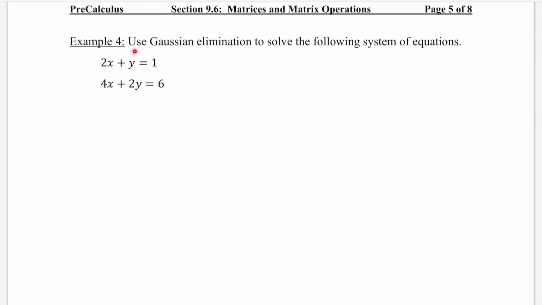Example 4. Use the Gaussian elimination to solve the following system of equations. So I have a system of 2 equations and 2 unknowns. I want to use the Gaussian elimination, which means I need to start with my matrix and turn that into echelon form. I will have 2 rows and then 3 columns. My first row is 2, 1, 1, and the second row is 4, 2, 6.